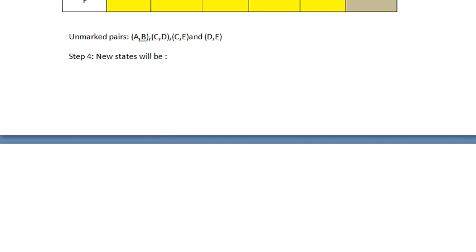So in step number 4, the new states will be: A and B have no similarity, so A and B will be together. And the other one will be C, D and E. C, D and E. So these are your final states. Now you cannot do anything. This is your final answer.